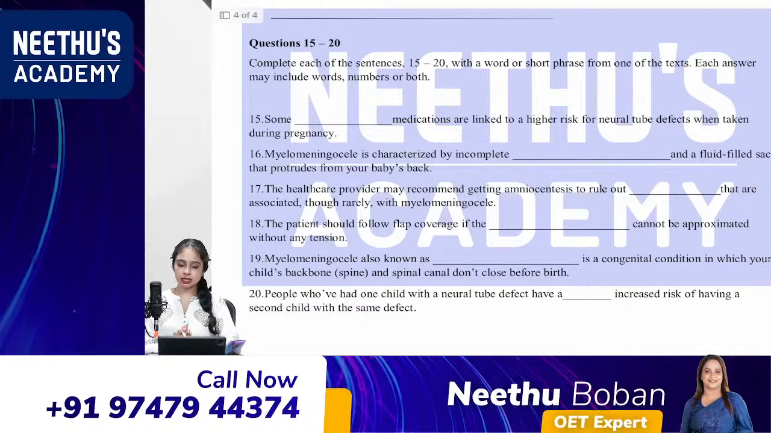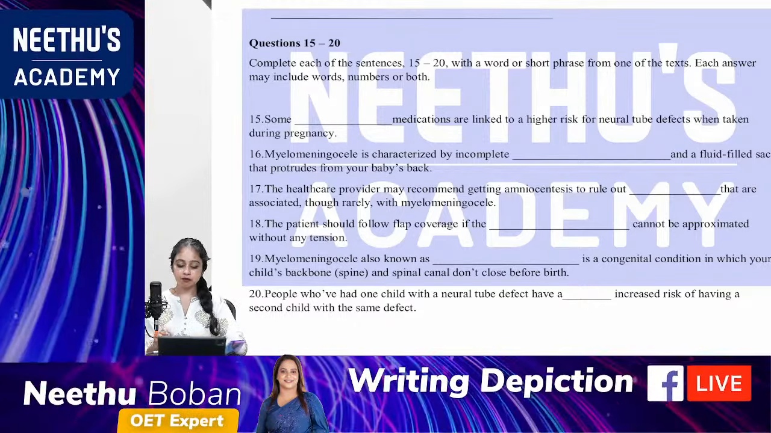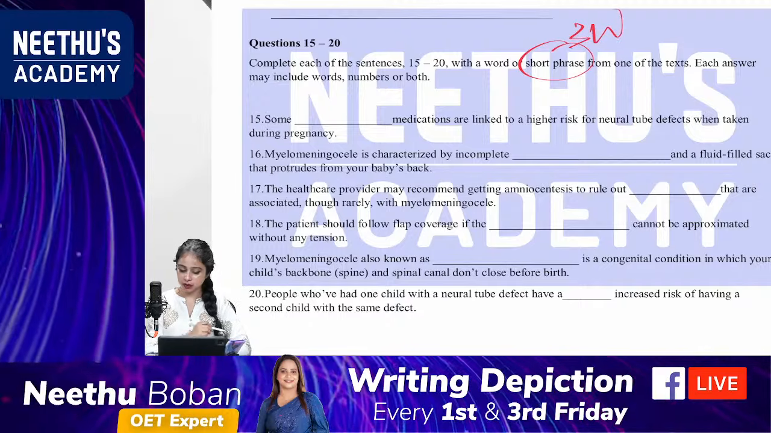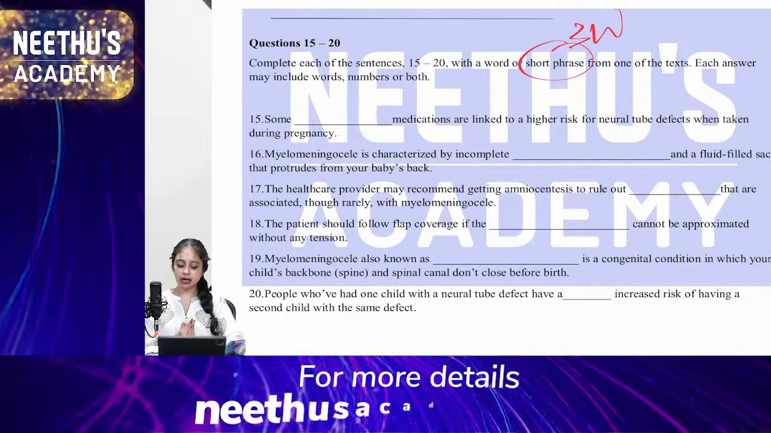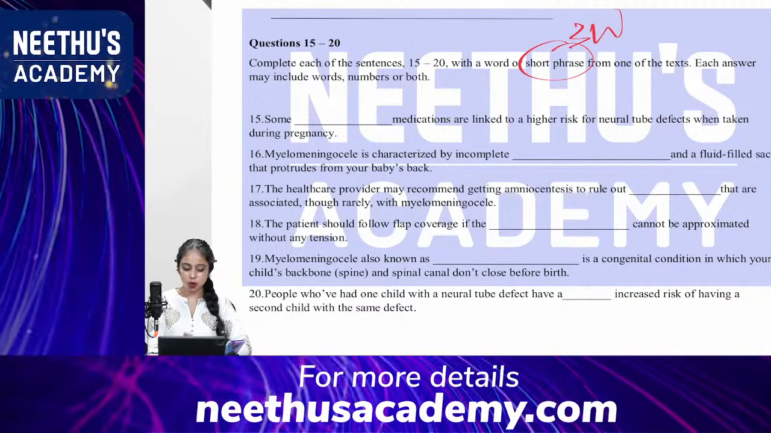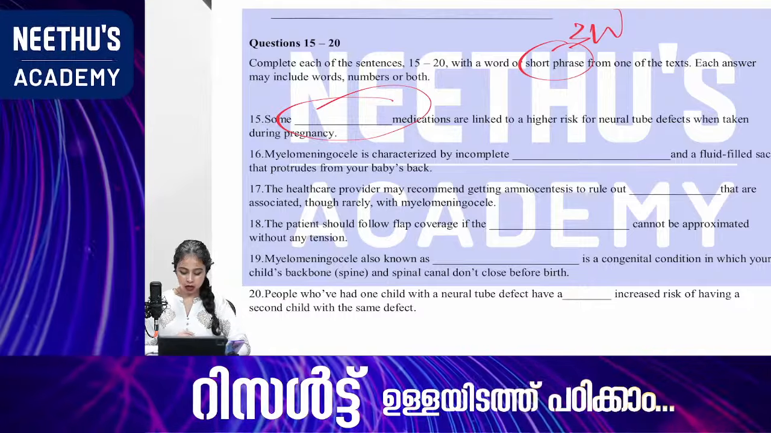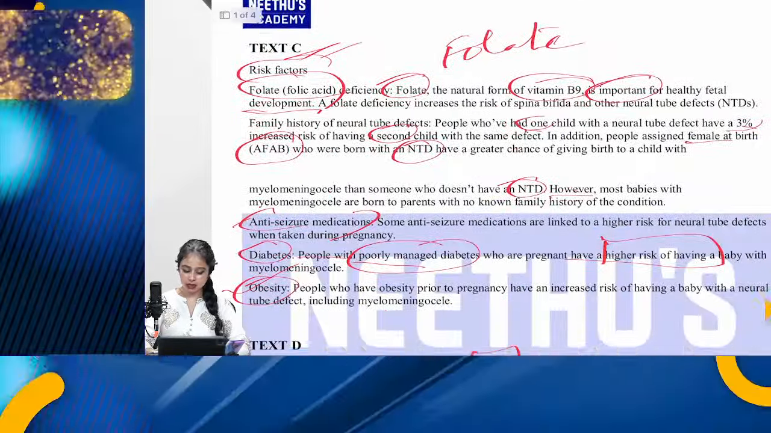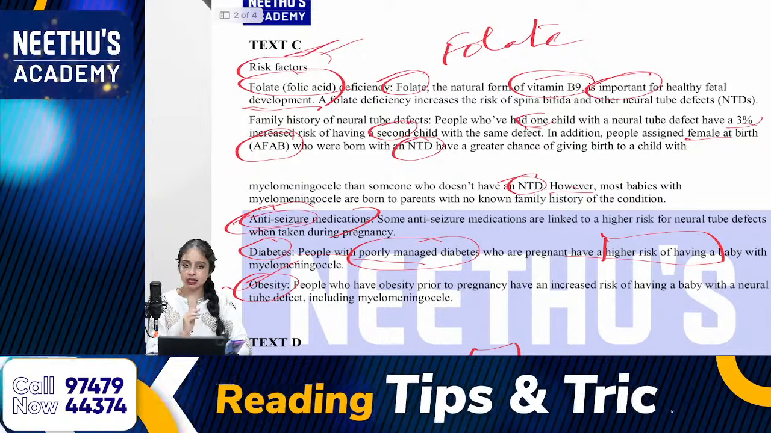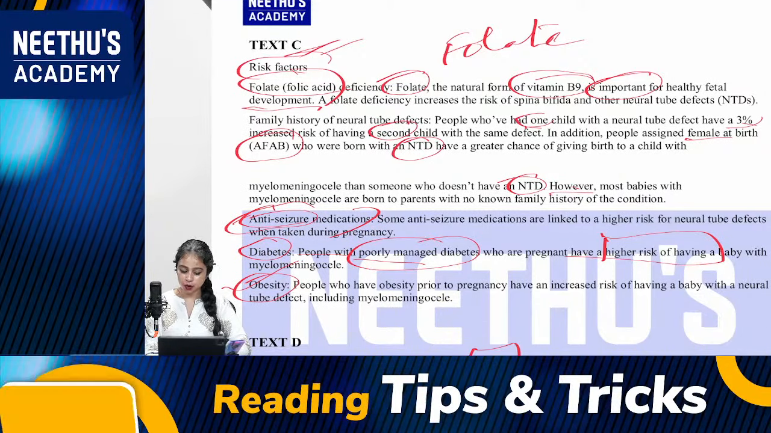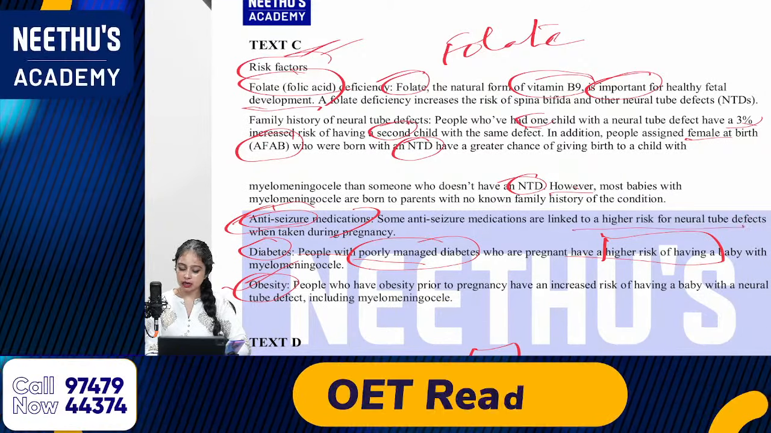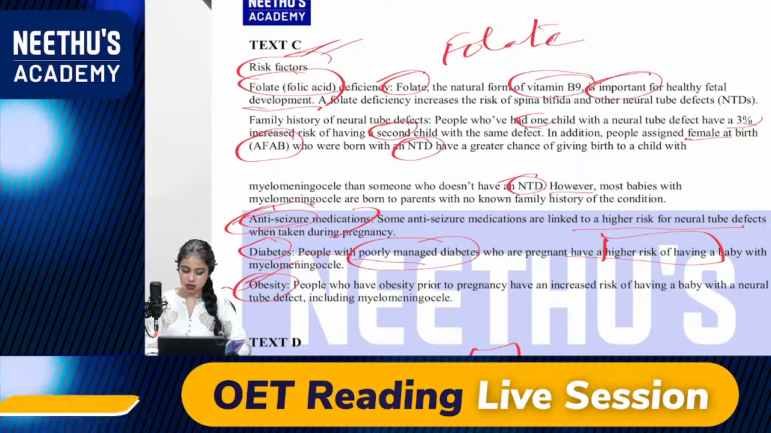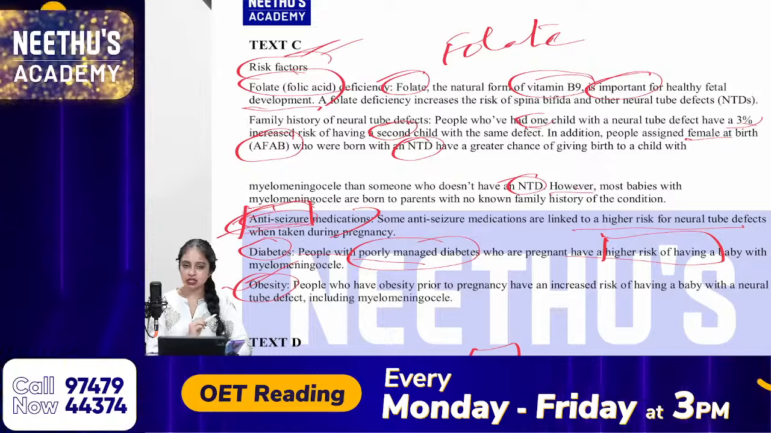Then the last set of questions, which is 15 to 20, you can write in a word or a short phrase, again maximum 3 words. So 15th one, some dash medications are linked to. So what medications? Okay, so it is from text C, anti-seizure medications, right? Anti-seizure medications are linked to a higher risk of neural tube defects when taken during pregnancy. So answer should be anti-seizure.